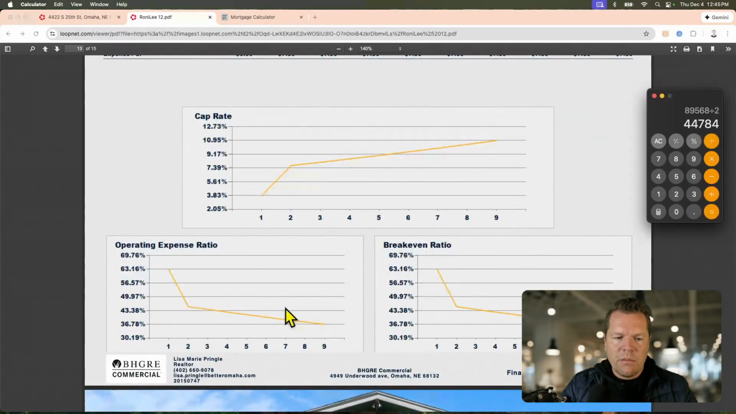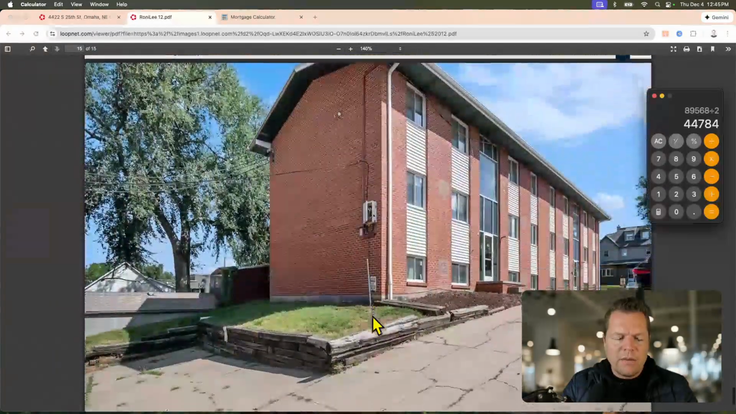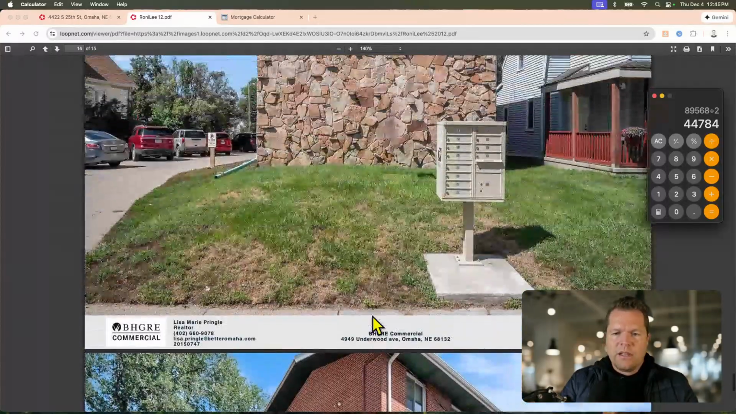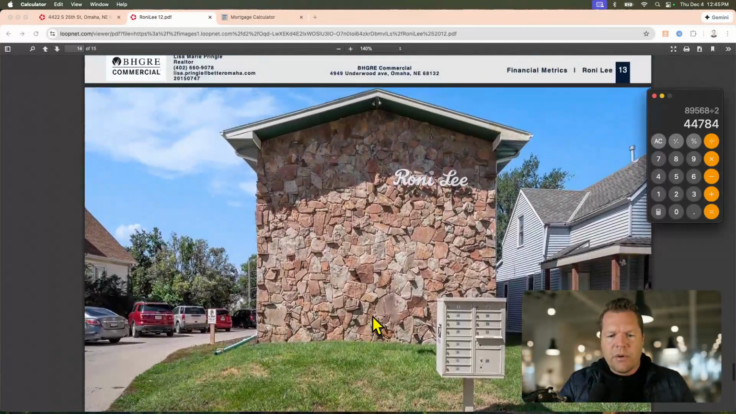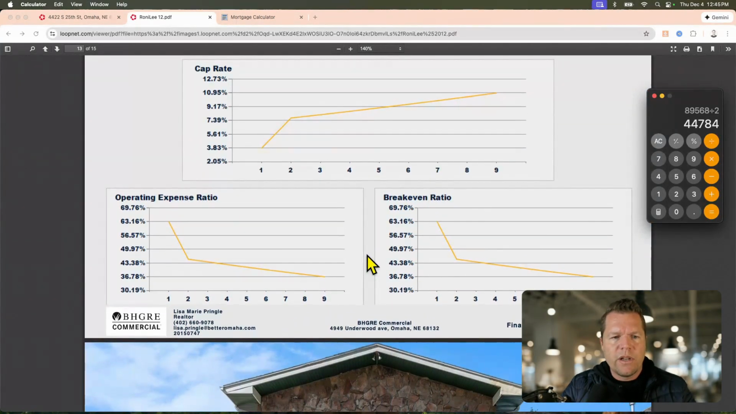Cap rate, operating expense ratio, break-even ratio. I don't really know what they're calculating there, but okay. All right. Well, for me personally, this property would be a no-go, way overpriced. I wouldn't even consider it. I wouldn't even put an offer in. I just throw it to the side and move on to the next one.